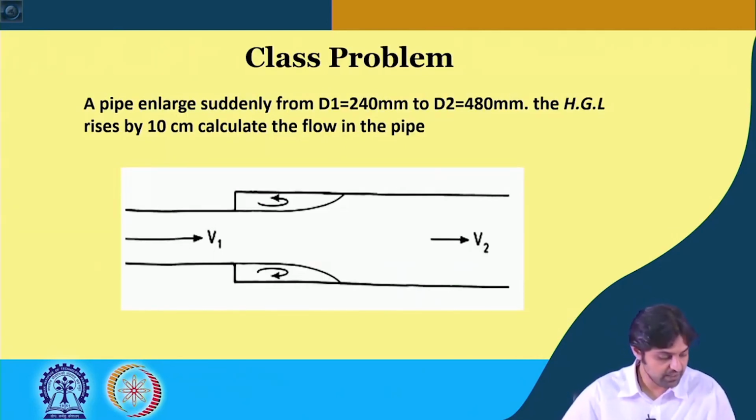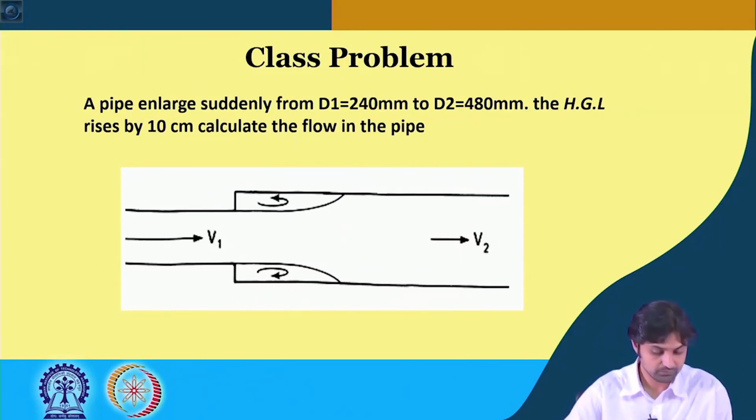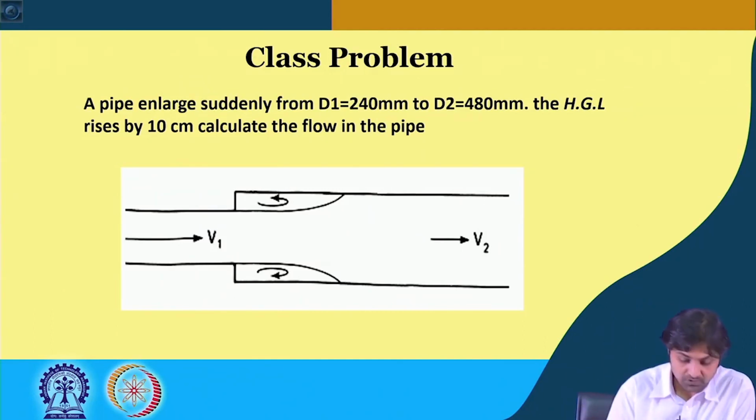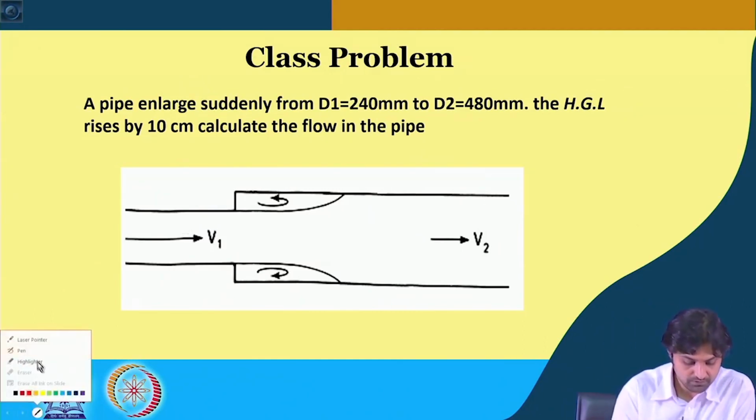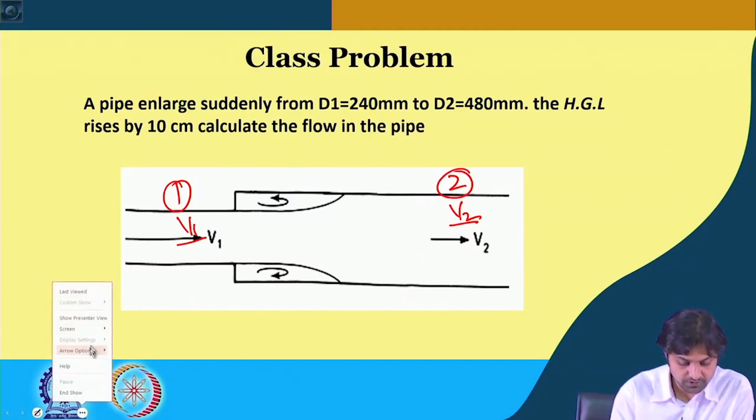We say a pipe enlarges suddenly from D1 is equal to 240 millimeters to D2 is equal to 480 millimeters and the HGL rises by 10 centimeters. Calculate the flow in the pipe. All right. So this is V1 and this is V2. All right, so this is 1 and this is 2. So we are going to solve this as well.